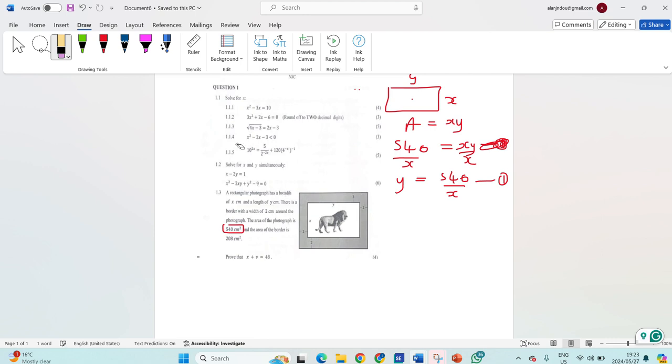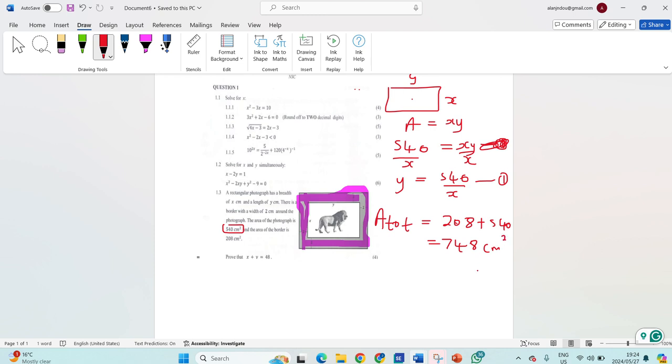Now let's go to the picture as a whole. They told us that the area of the borders, which is the area of this region over here, is given as 208. If the area of this part is 208, the area of this part plus the area of the photograph gives me the total area. So the total area is 208 plus 540. When I add those two, I get 748. 208 plus 540, the answer is 748. That's the total area, and that is centimeters squared.